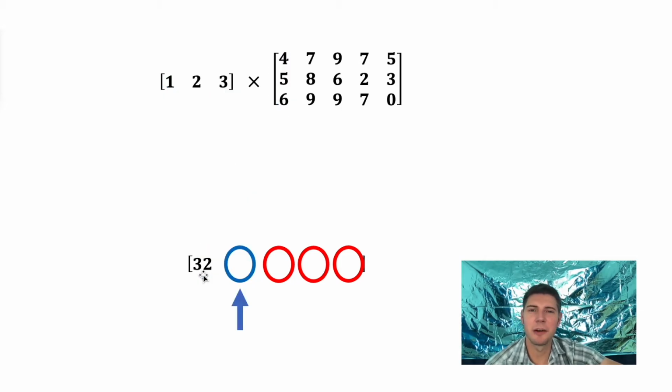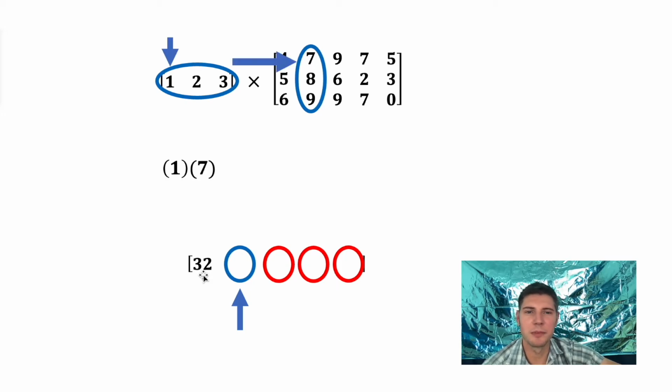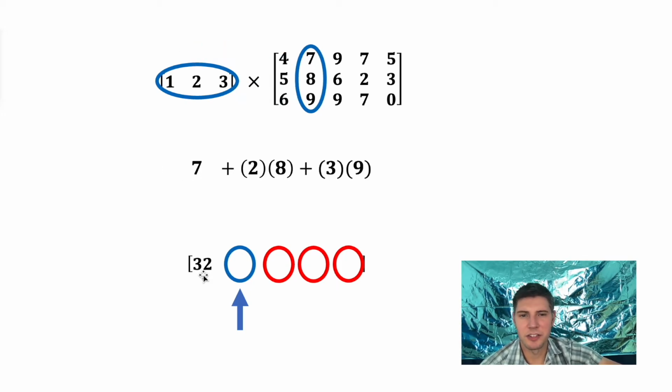Then we start over again and we work on this one. This will be the first row times the second column. We do 1 times the 7 plus 2 times the 8 plus 3 times the 9. That gives us 7, 16, and 27. Add those all up, we get 50, and we put 50 right here.